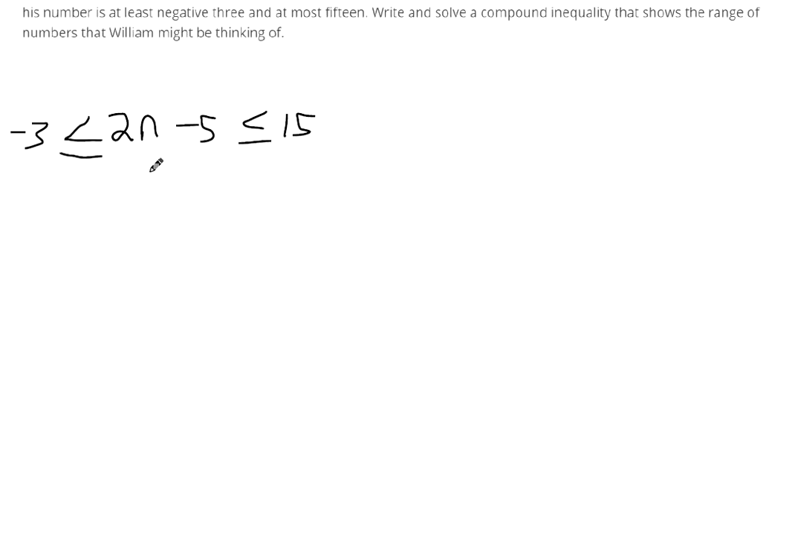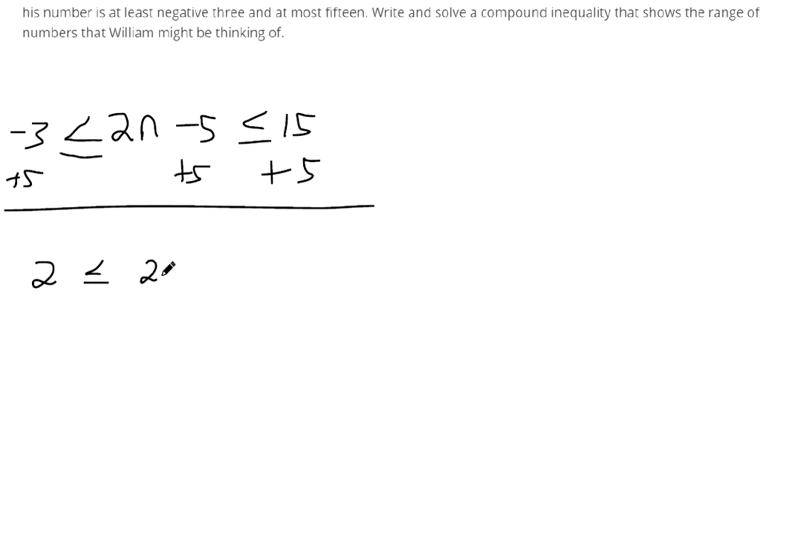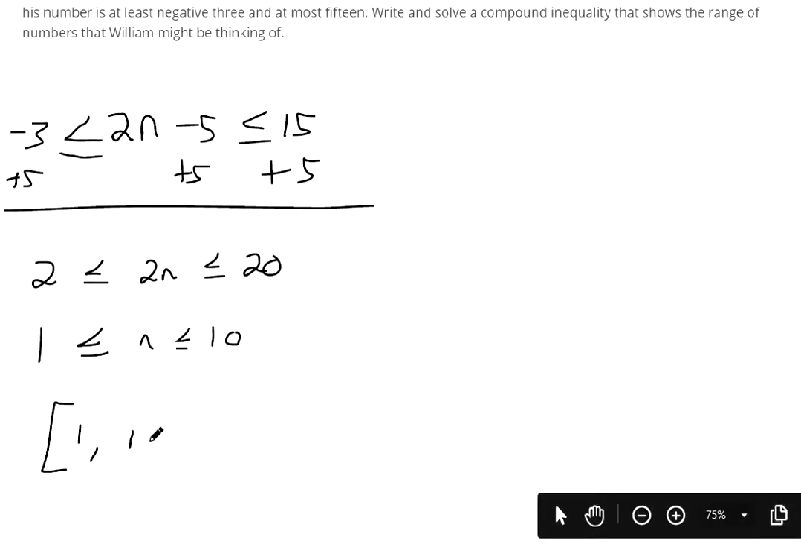I just saw they wanted us to solve, so let's add 5 like we did in a previous video. Add 5 to everything. So we get 2 is less than or equal to 2n, which is less than or equal to 20. And then divide everything by 2, so you get 1 is less than or equal to n, which is less than or equal to 10 when you divide everything by 2. So in interval notation, that's [1, 10], right? 1 is the smallest, 10 is the largest, and it's a bracket because it has the or equal to symbol.